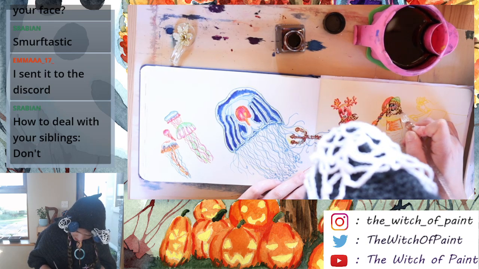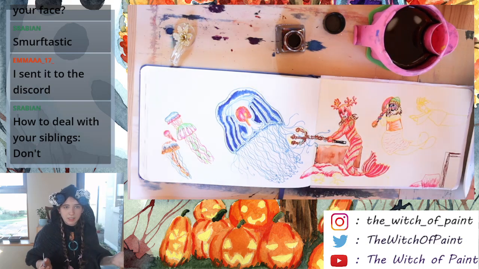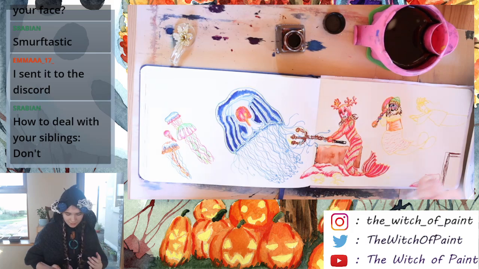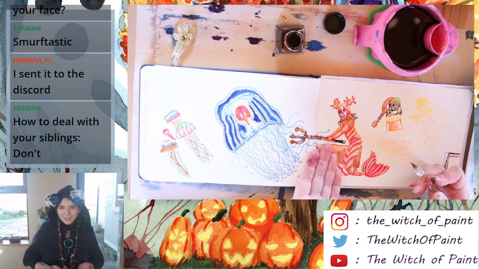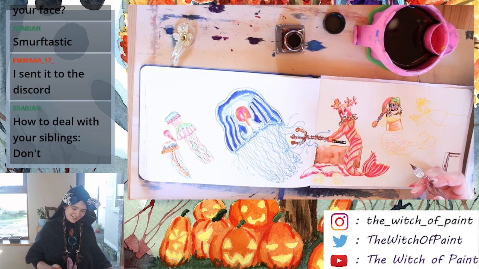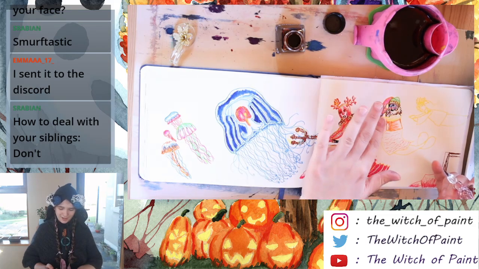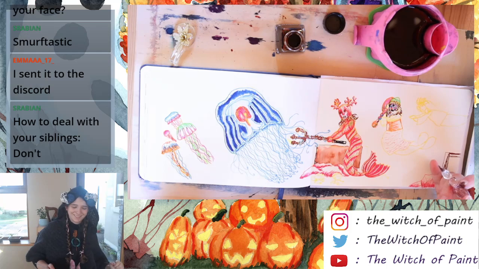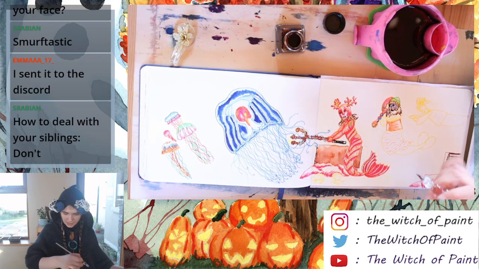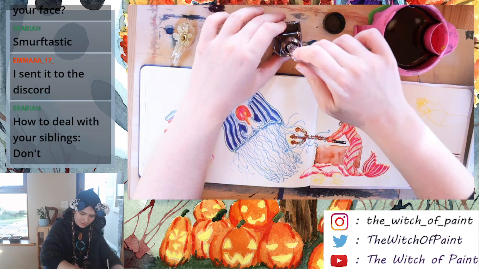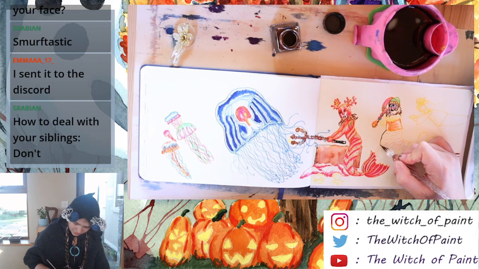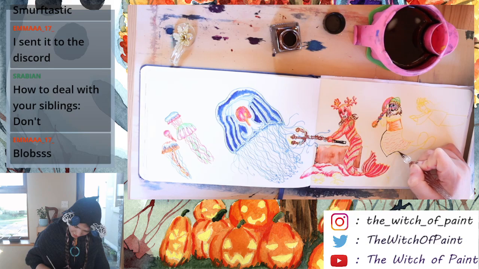I need to remember to keep some of his beard white because he's an old guy, so how to deal with your siblings? Don't. How to deal with hands? Don't. It's literally just a blob. Blob hand, blob hand, blob hand. No hand. Not that jellyfish would have hands. Probably, just pretty sure they don't. That will look quite interesting. Jellyfish with hands.